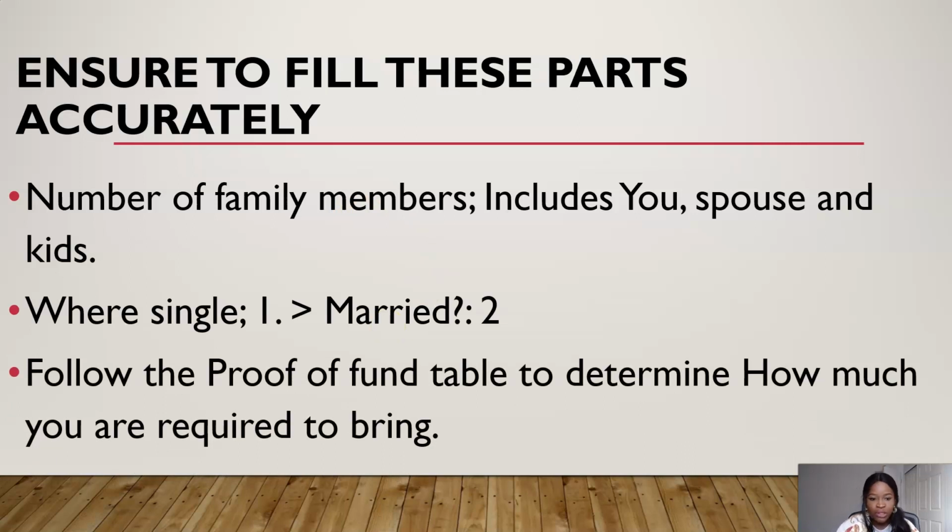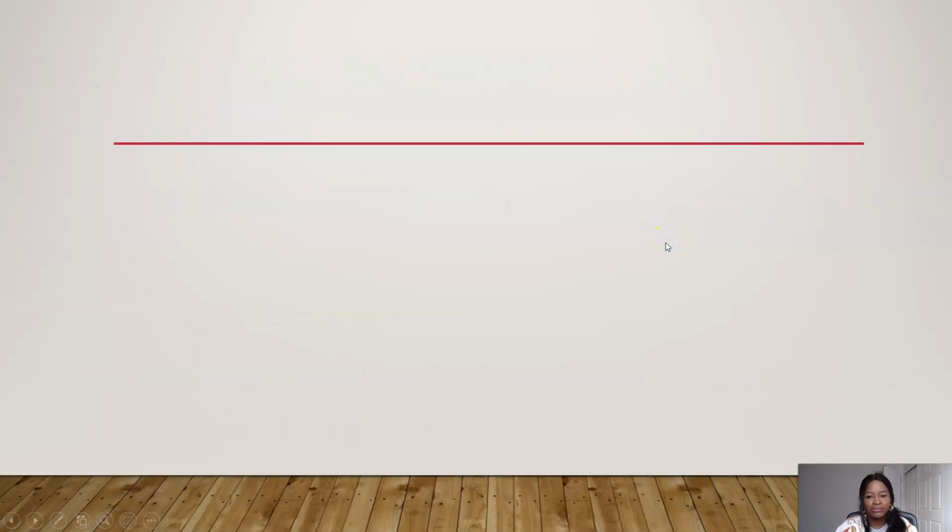Now, this is to show how much money you are bringing to Canada. Follow the proof of funds table to determine how much you are required to bring. Each family size has a different amount, so please follow the proof of funds table. I always recommend that you fill in the exact amount. If you have 3 family members, just fill in the exact amount. When it comes to showing the proof of funds, you can show over and above, but please ensure that these parts are correct.